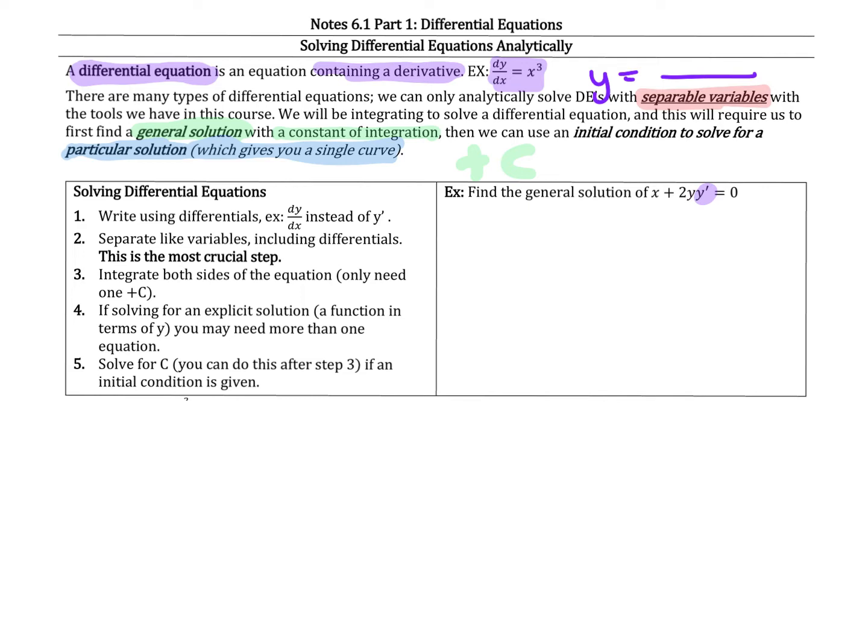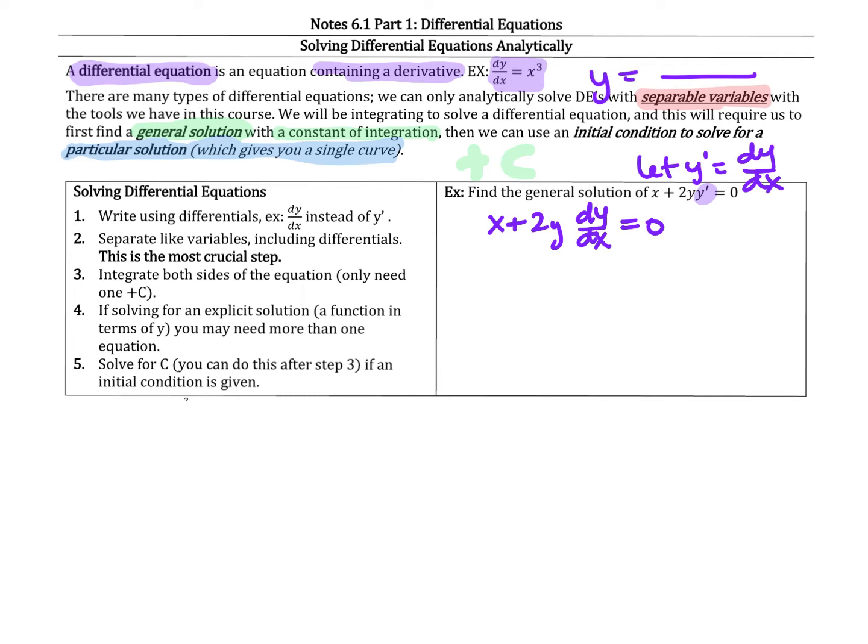The very first thing that we're going to do anytime we're solving a differential equation is make sure that it has a dy and a dx instead of using y prime. So here on this example to the right, it says x plus 2y times y prime equals 0. We're just going to go ahead and rewrite that as x plus 2y dy/dx equals 0. And if you want to be really fancy, you could say let y prime equal dy/dx. But for right now, we're really just trying to get an understanding of what we're doing here.